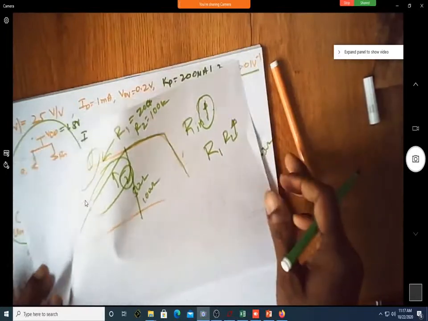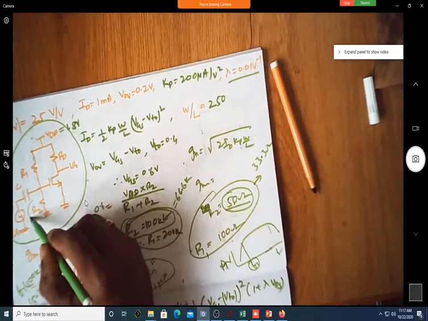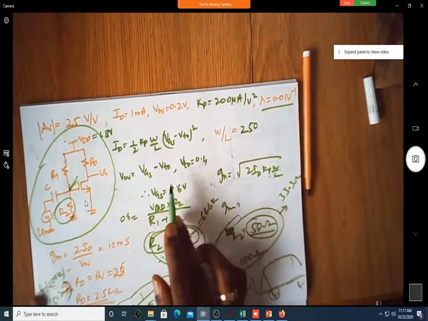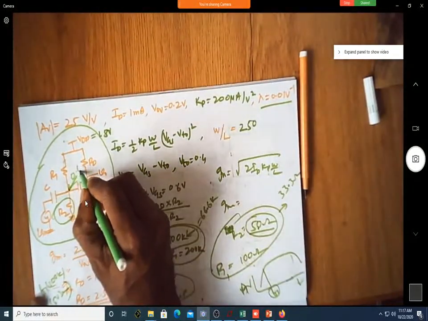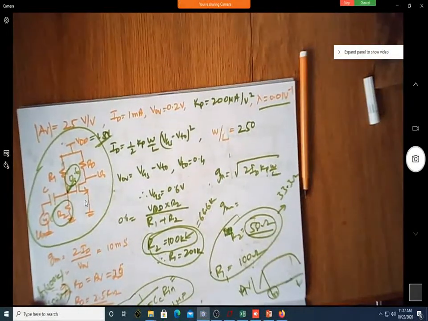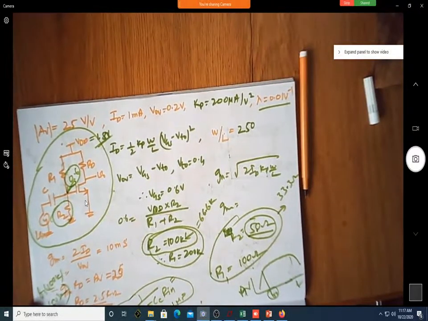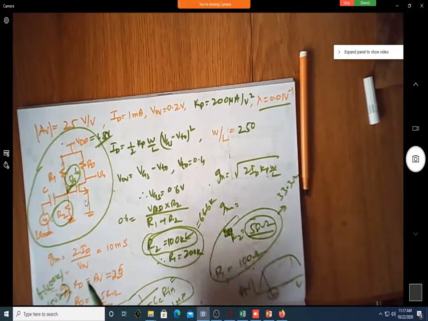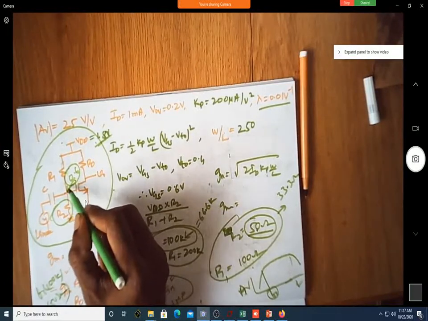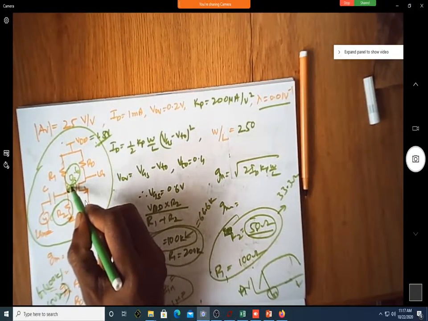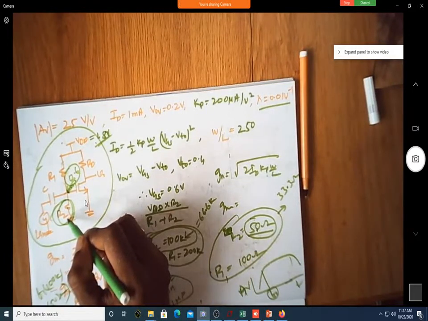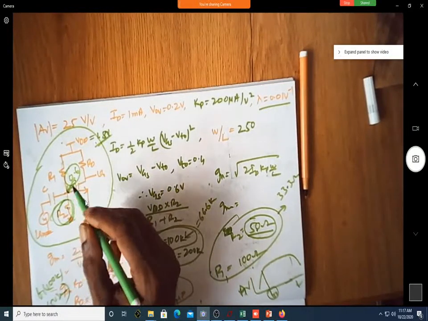In this case, why did I assume R2 is large? How much is your VGS required? 0.6, no? Is 0.6 lesser than half of this, lesser than 0.9? Yes, sir. So whenever this voltage is lesser than half of this, can you see this voltage is dominated by this resistor?